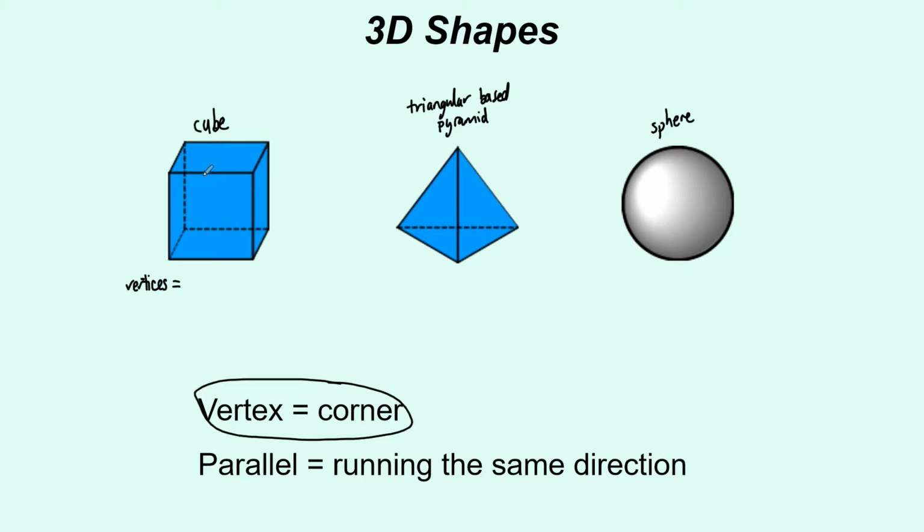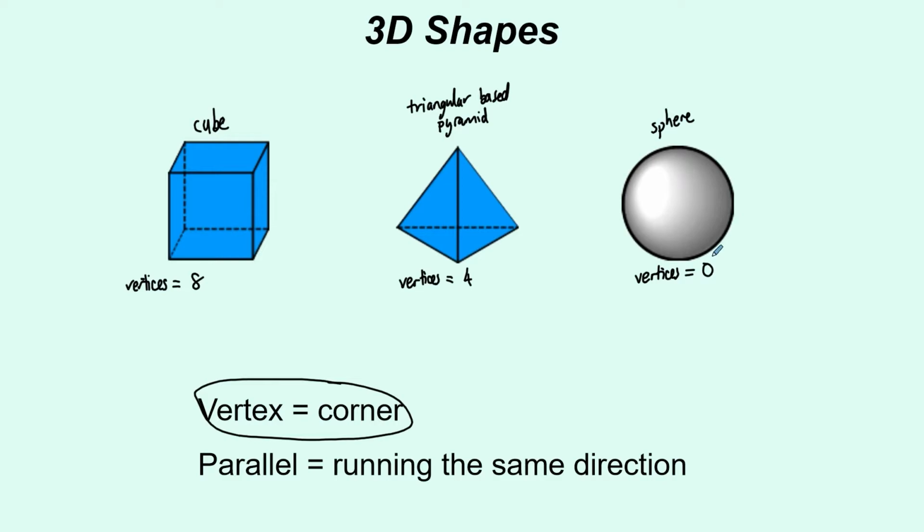Looking at the cube, there's four corners at the top and four corners at the bottom, so we've got 8 vertices in total. For the triangular base pyramid, we've got 3 corners at the bottom, 1, 2, 3, and 1 at the top, so that's 4 in total. And for the sphere, there's no corners, it's perfectly round. So here we've got 0 vertices.